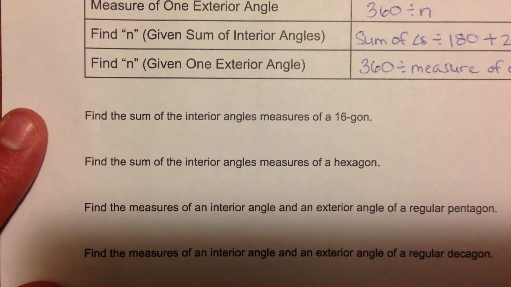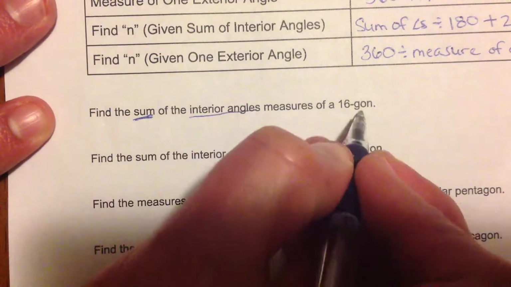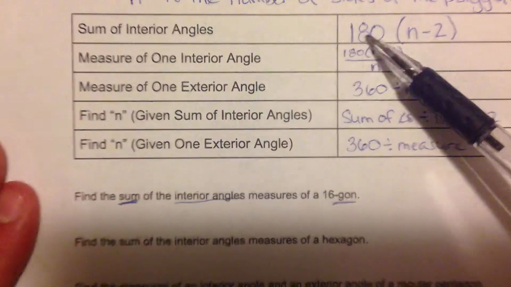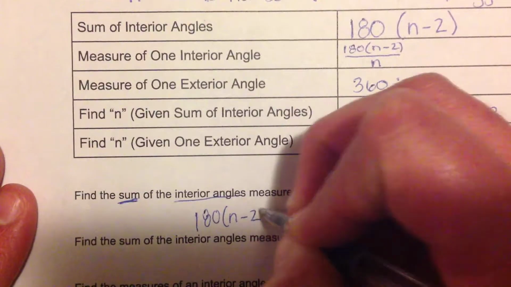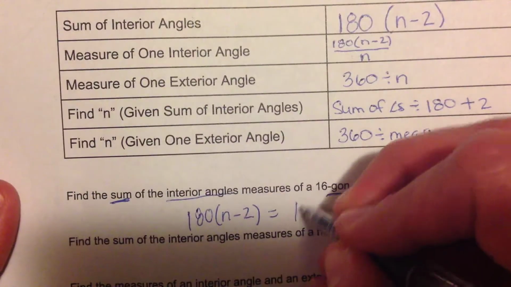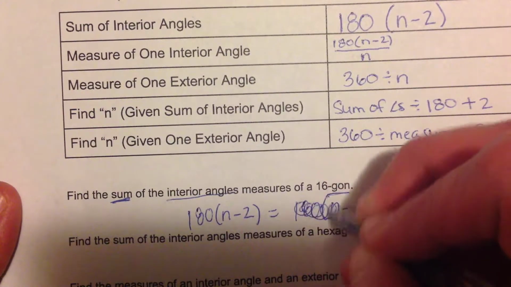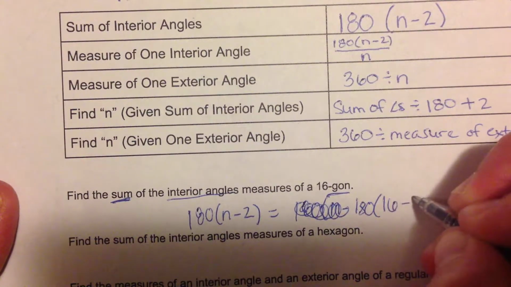So this one right here says, find the sum of the interior angles of a 16-gon. So what we know here is we have the sum of the interior angles of a 16-gon. For the sum of interior angles, we're going to use this top one right here. We want to use 180 times n minus 2. Now I told you it was a 16-gon, so my n is going to be 16. So I have 180 times, our n is 16, minus 2.